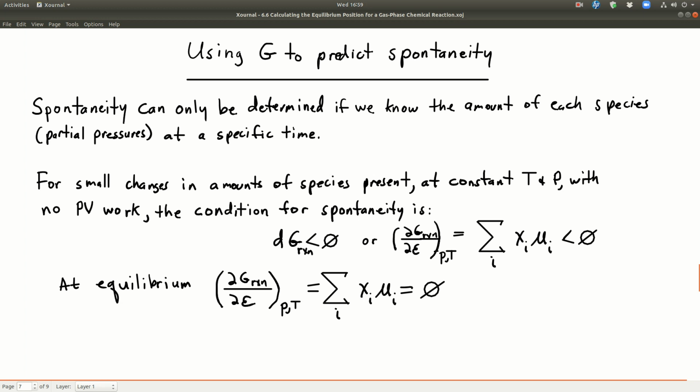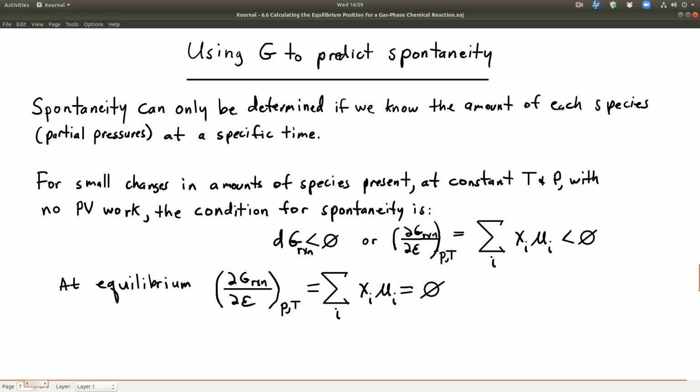We can also say that for small changes in the amounts of the species, at constant temperature and pressure, no expansion work, the condition for spontaneity is dG of the reaction is negative, or partial G, partial extent, constant P and T, is equal to the sum of the coefficients times the chemical potentials, which has to be less than 0. At equilibrium, that's equal to 0. This is constant pressure and temperature.